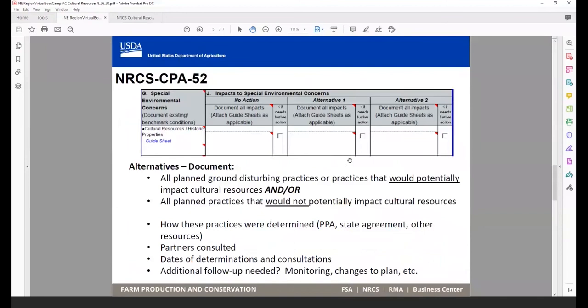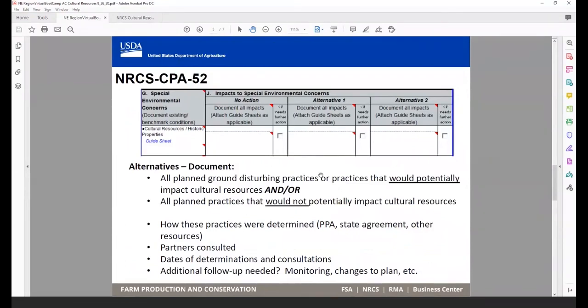And then you'd also need to identify how those practices were determined to be ground disturbing or not through the PPA, the state agreement, or other resources. So however it was done, so partners that were consulted, and the dates of determinations and consultations, and what they required, if they required additional follow-up, any monitoring, changes to the plan, or whatnot.